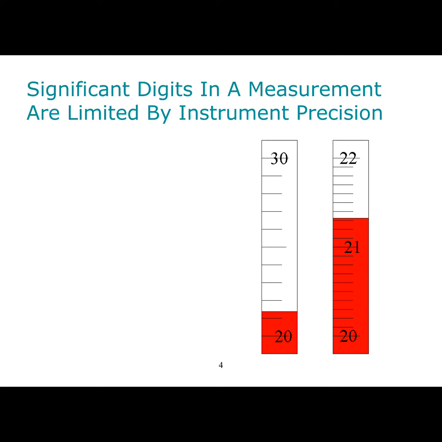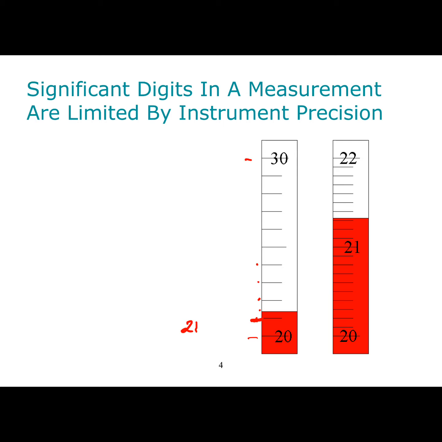The one on the left here, if we look closely, has increments between 20 and 30. It looks like each increment is a single digit. So we have 21, 22, 23, 24, 25, and so on up to 30. If we were to measure the red liquid inside this thermometer, we would say, okay, we know with certainty that it goes up to 21. So I'll write that down: 21. And now we're going to estimate one more digit.